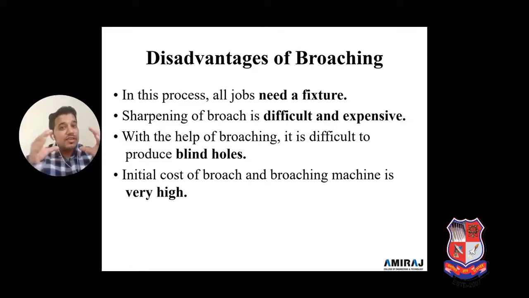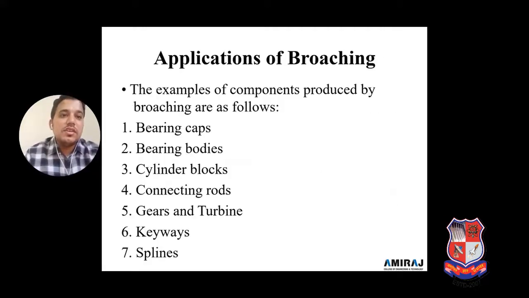So we first have to fix our job by using the fixing principle, the 3-2-1 principle. Either we fix it by the vice, or by fixtures, or any other arrangement. It is a difficult arrangement and a little bit expensive. With broaching, it is difficult to produce a blind hole. Blind hole is a different category of hole that we have to learn later. And the initial cost of a broaching machine is very high, so this is one of the factors. So these are all the disadvantages.